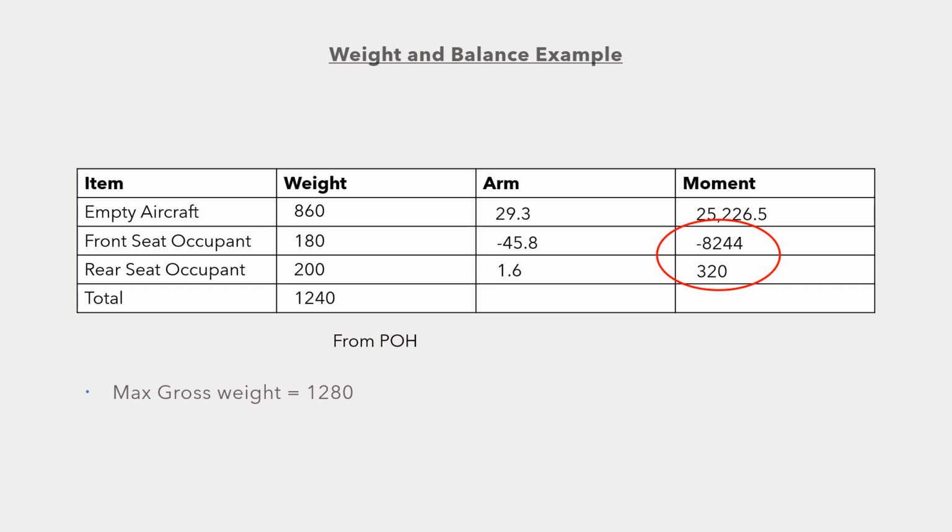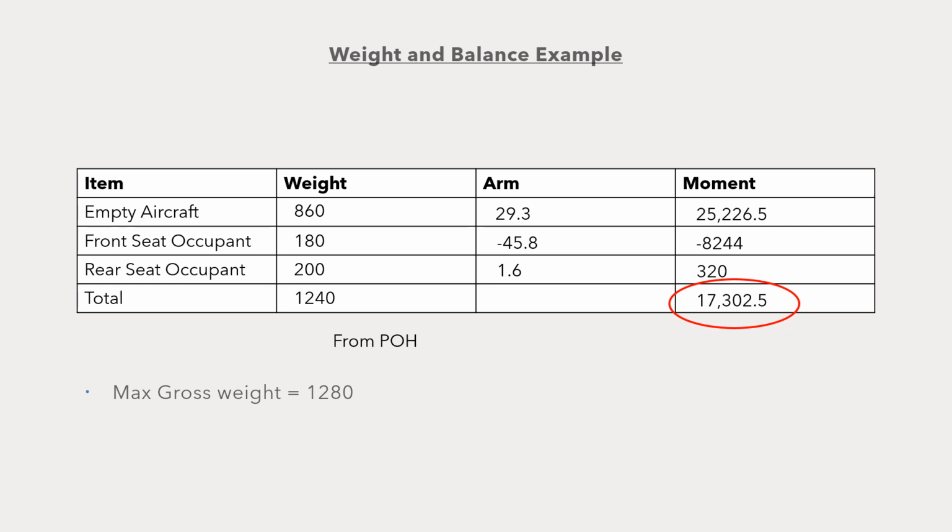Then we calculate the moment for each of the occupants by multiplying their weight times the arm. Notice that the rear seat occupant, the arm is really small. A lot of two-seat gliders are designed so that the rear seat is very close to the center of gravity, making the rear seat occupant have not very much effect on the center of gravity. That's nice so that you can fly it solo or dual without significantly different properties.